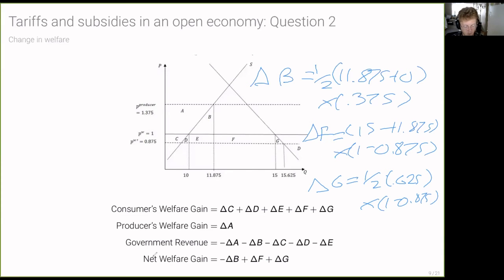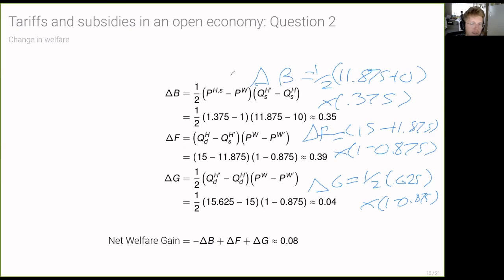Okay, and so this next slide has calculated all those areas out very conveniently for us. Turns out that B is going to be 0.035, F is going to be 0.39, and G is going to be 0.04. And so adding all this up, we get that the net welfare gain is equal to approximately 0.08. And so as a result, we've seen that this subsidy here is welfare increasing, which is good. Okay, so that's question 2.